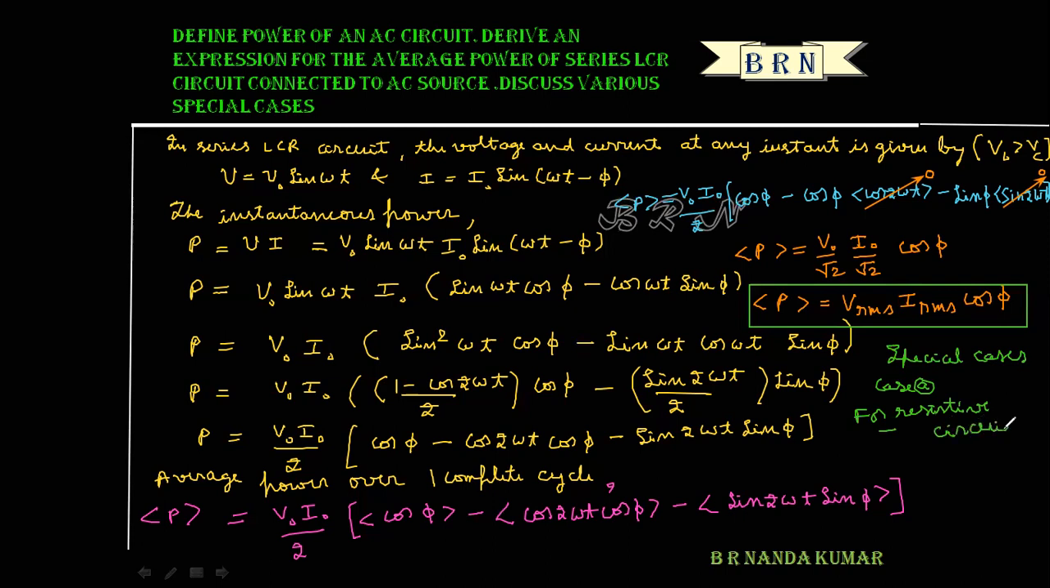An LCR series circuit is said to be resistive if XL is equal to XC. For a resistive circuit, what is the value of phi? Phi is equal to 0, which means current and voltage are in phase.